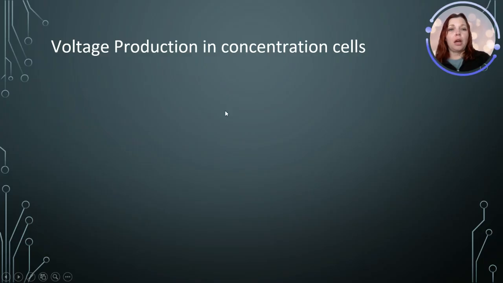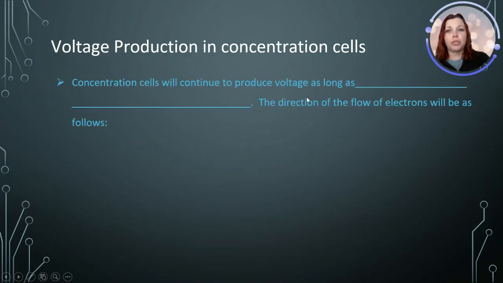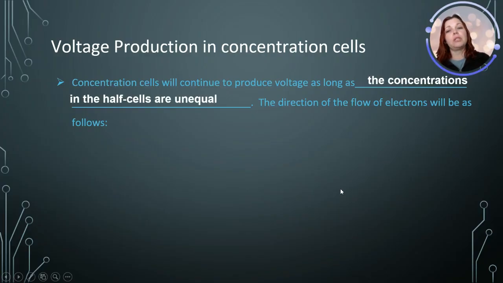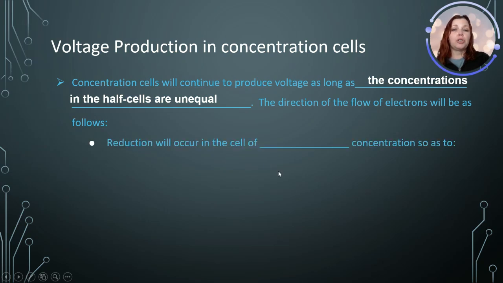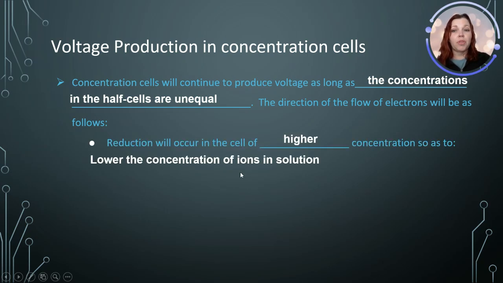So let's talk about how you continue to produce voltage in concentration cells. So concentration cells will continue to produce voltage as long as the concentrations in the half cells are unequal. The direction of the flow of electrons will be as follows. So reduction will occur in the cell of higher concentration so as to lower the concentration of the ions in solution based on this half reaction. So you have a metal with some charge, and then it's going to be reduced. Remember, reduction is gain of electrons, and then it would form solid. So that would remove kind of the excess concentration, if you want to think about that, relative to standard.